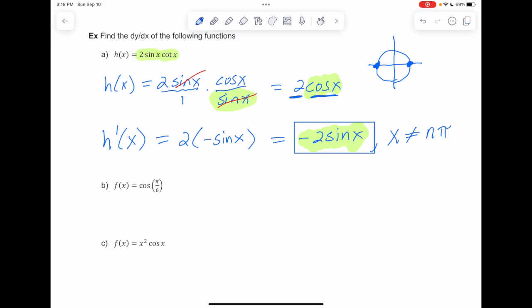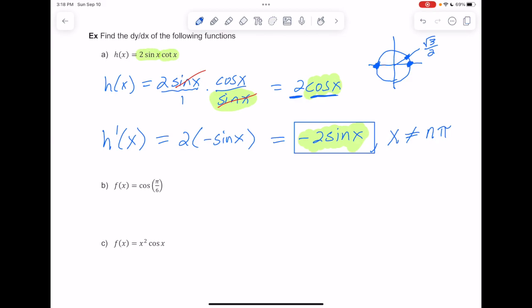F of x equals cosine of pi over 6. This looks like one where you're going to use the derivative of cosine as negative sine, but it turns out that that's not true, because cosine of pi over 6, let's think about that. Cosine of pi over 6 is the x-coordinate right here, which would be root 3 over 2 for the x-coordinate.